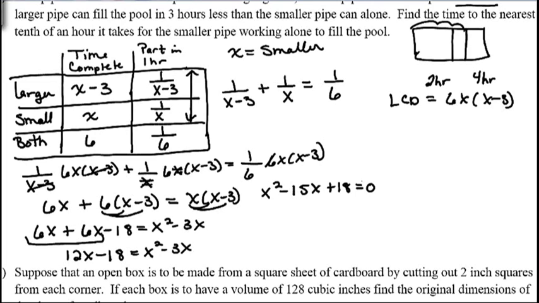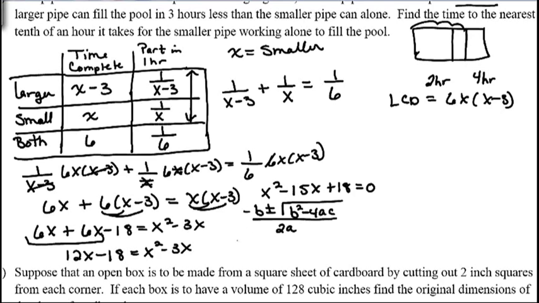Now we want to see if we can factor this, and we're not going to be able to. The factors of 18 are 1 and 18, which won't give us a 15. 2 and 9 won't give us a 15, and neither will 3 and 6. So we can't factor it, which means plugging it into the quadratic formula. So negative b plus or minus the square root of b squared minus 4ac all over 2a.